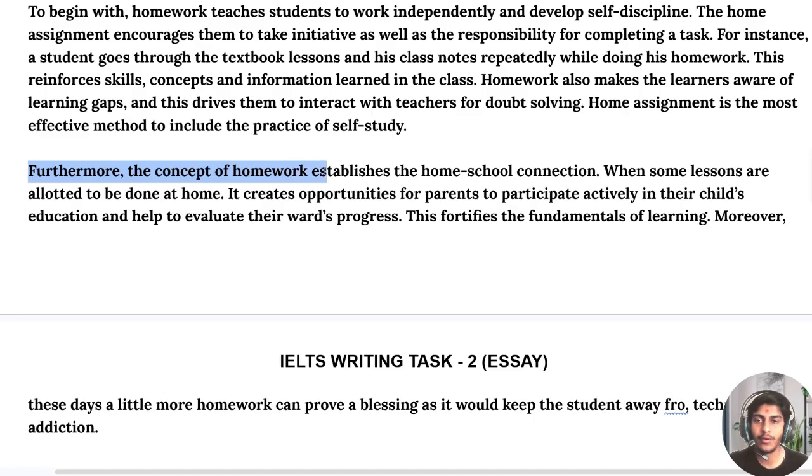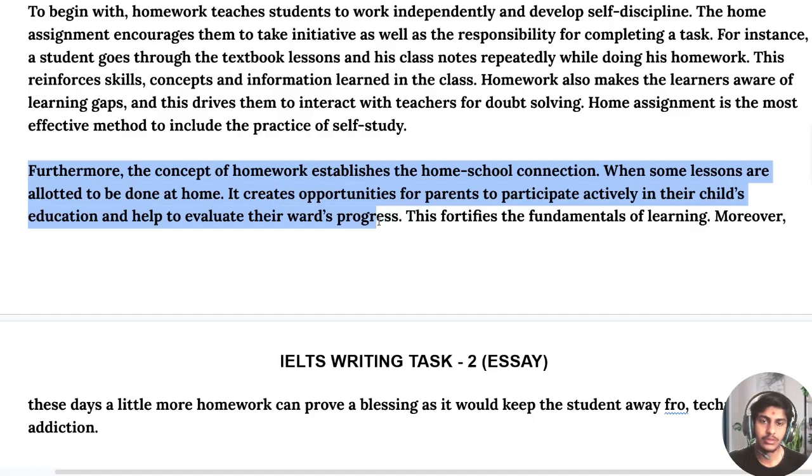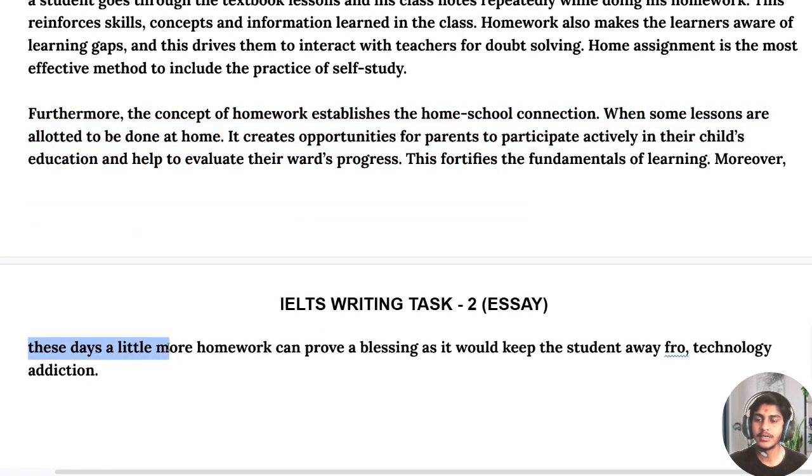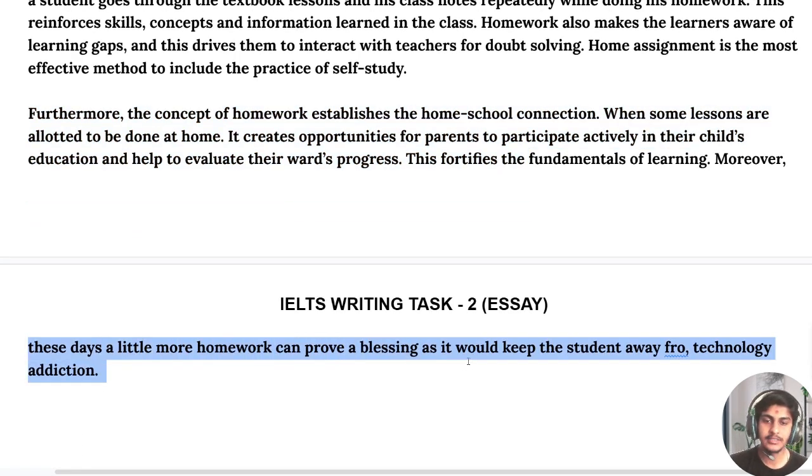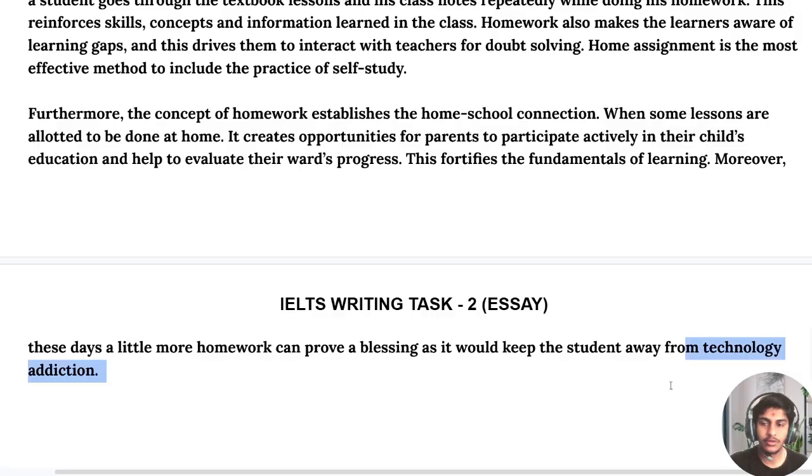Furthermore, the concept of homework establishes the home-school connection. When some lessons are allotted to be done at home, it creates an opportunity for parents to participate actively in their child's education and help to evaluate their ward's progress. So this fortifies the fundamentals of learning. Moreover, these days a little more homework can prove a blessing, as it would keep the student away from technology addiction. Now, this paragraph talks about family and society.